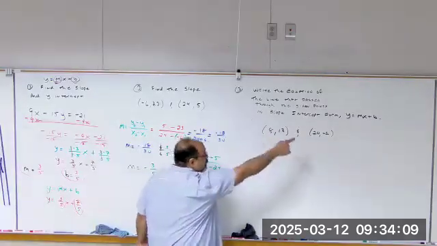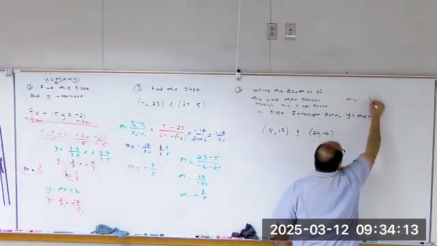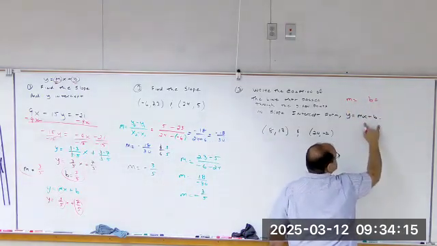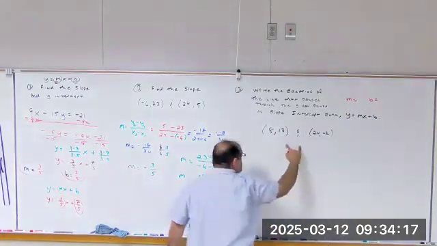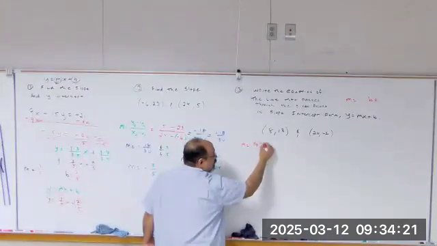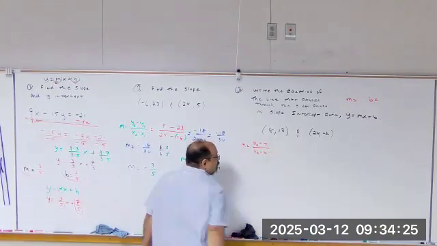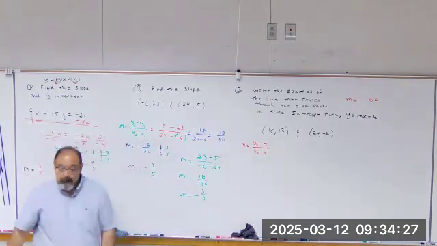Okay, so we want y equals mx plus b. So what you have to do is find out what m is and what b is, and then you plug them in. So we need the slope. So the slope, rise over run, y sub 2 minus y sub 1 over x sub 2 minus x sub 1. Which y do you want to start with?